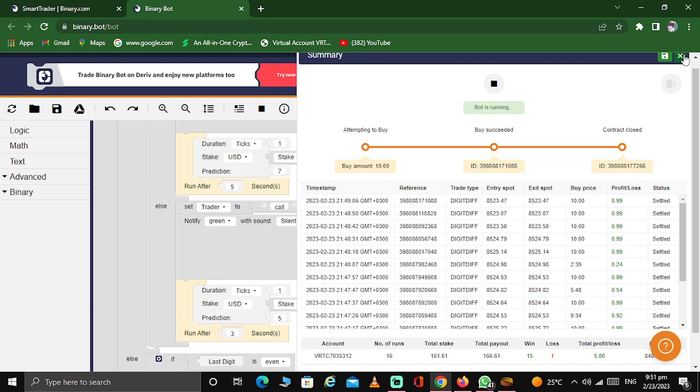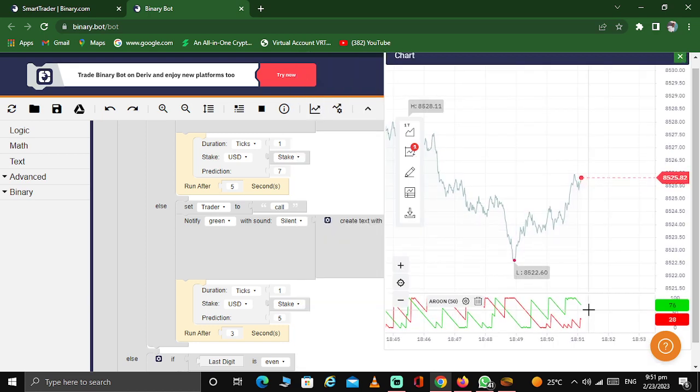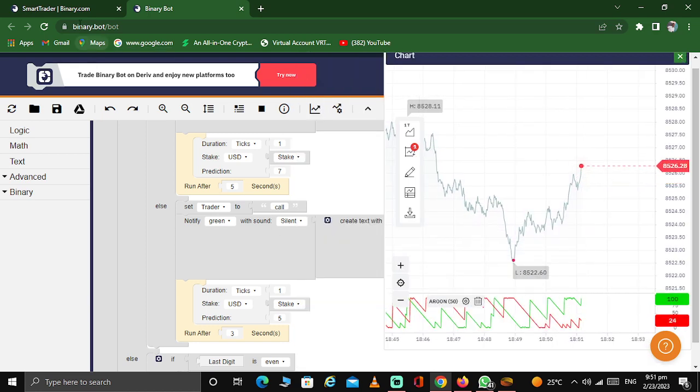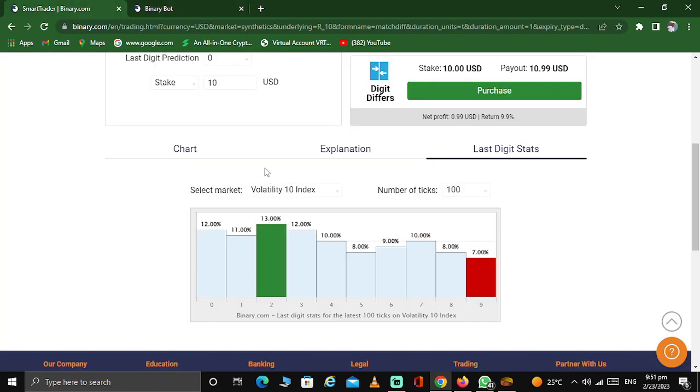And then you make yourself some cash and use the same procedure I've shown you. Just go to your smart trader. Look at the last digit statistics. The one that occurs the least, that's the prediction you're going to use. You're going to avoid the one that has the highest percentage here from 0 to 9. You're going to avoid those digits, and you're going to be using the digit that occurs the least.